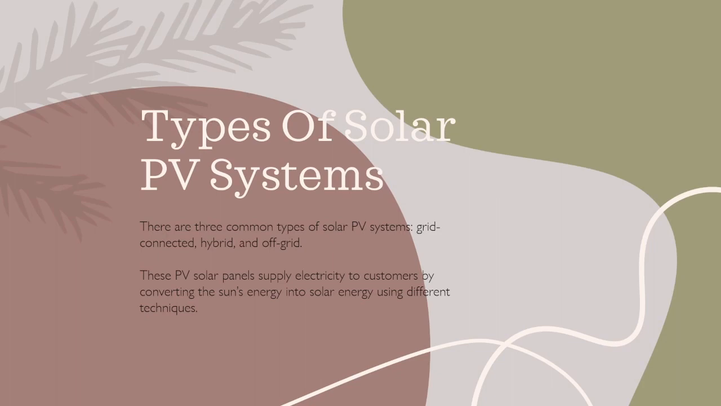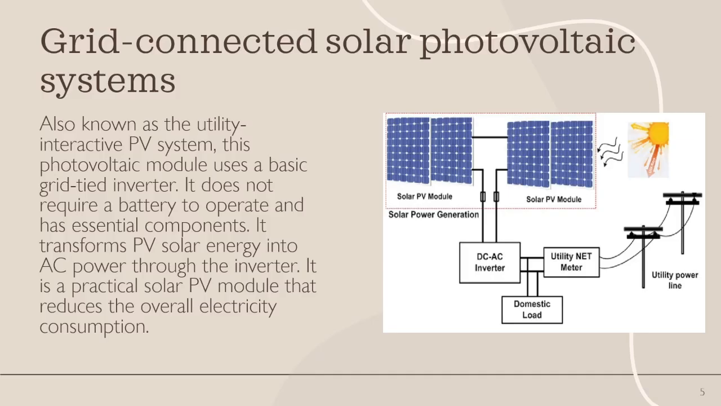Types of solar PV systems. There are three common types of solar PV systems: grid connected, hybrid, and off grid. These PV solar panels supply electricity to customers by converting the sun's energy into solar energy using different techniques. Now I'm going to explain these in detail.